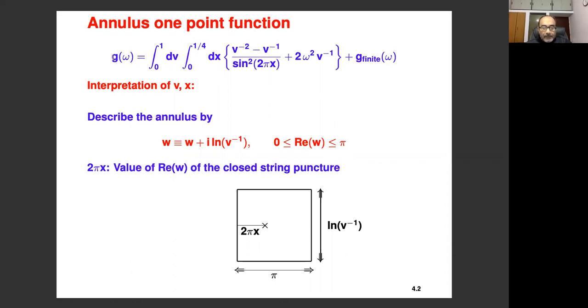Let me remind you that the annulus one-point function, after you have factored out the disk one-point function, so this is the ratio of the annulus one-point function and the disk one-point function, where omega is the energy of the closed string, had a form like this. There is a finite piece, which you could compute by using analytic continuation or the i epsilon prescription. But then there is a divergent piece, which is here. This integral diverges both from the v equal to 0 end, because of these negative powers, as well as from the x goes to 0 end, because of this 1 over sine square 2 pi x in the denominator.